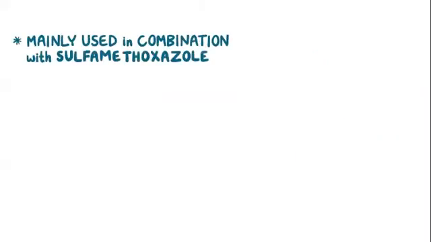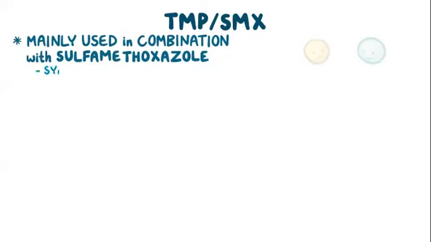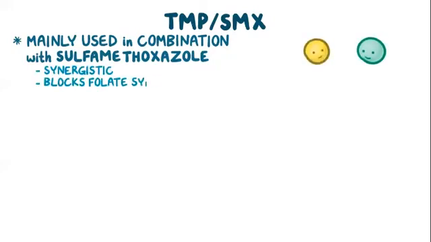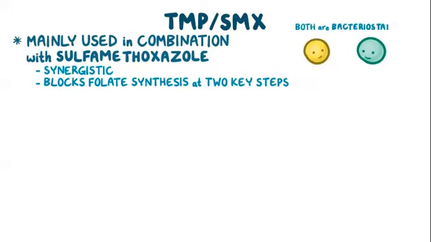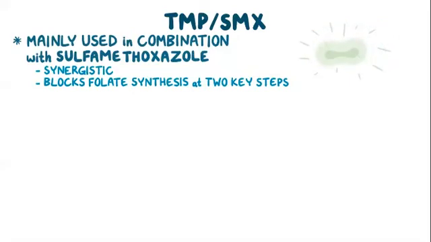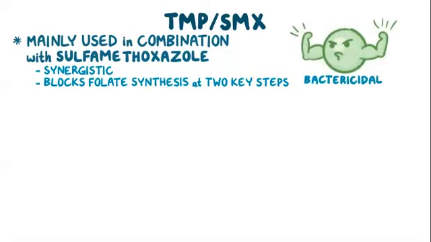Now, it's mainly used in combination with sulfamethoxazole. The combination of these medications is called TMP-SMX. These medications are used together because they're synergistic and can block folate synthesis at 2 key steps. When used alone, both medications are bacteriostatic, meaning they can stop the bacteria from reproducing. But when combined, they are bactericidal, meaning it will kill the bacteria.